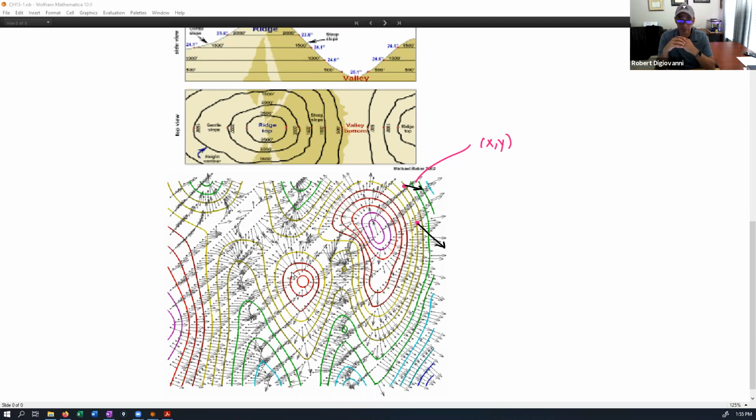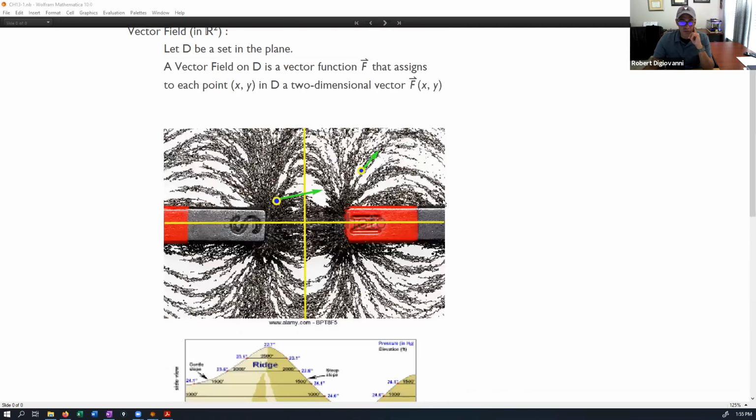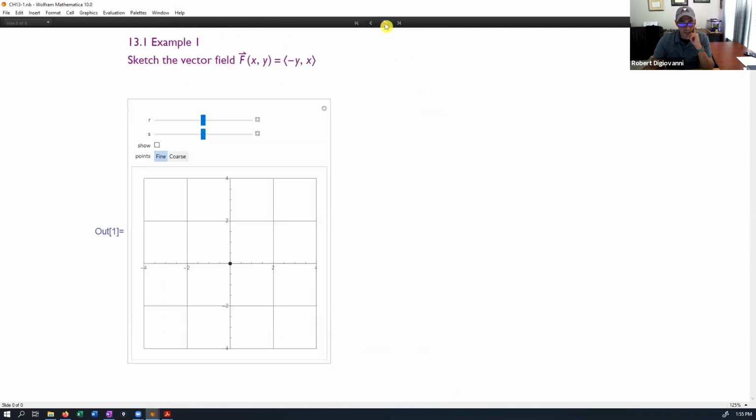That makes sense? Now we've actually studied this already a little bit. When we were talking about the gradient vector, we studied this. So this we've kind of seen a little bit of. Okay, that's what two-dimensional vector fields are. So here's a couple of examples, okay? So sketch the vector field, capital F of x, y equals negative y, x.